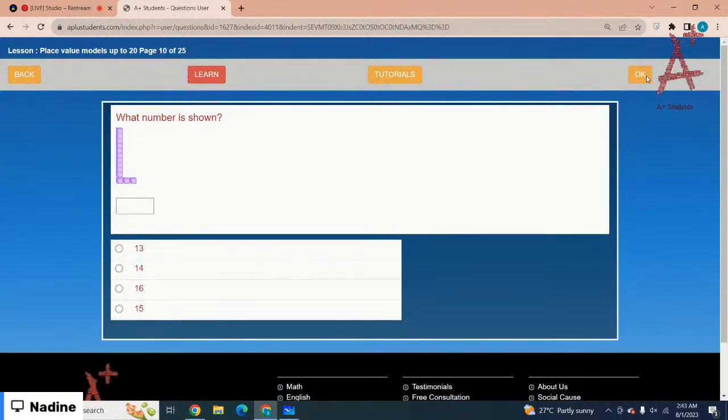Okay, what number is shown? 1 ten and three ones. So they make 13. The correct option is 13.